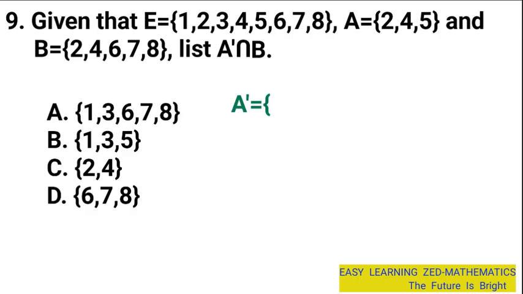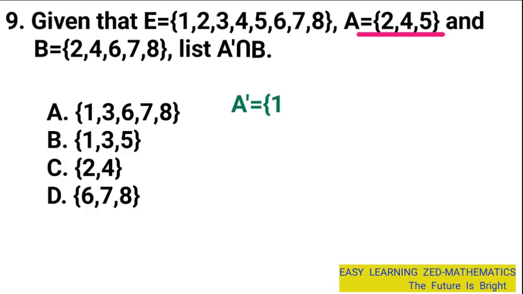So here what we can do is compare set A to the universal set. We ask ourselves, is 1 found in set A? No, so 1 is in set A complement. Is 2 found in set A? Yes. Okay, so we're not going to write it. Is 3 found in set A? No. So 3 is in set A complement.